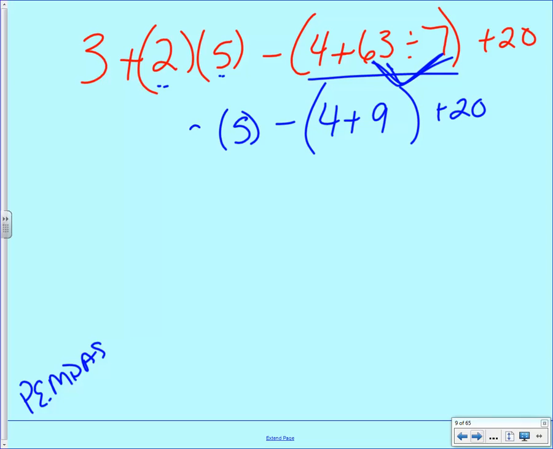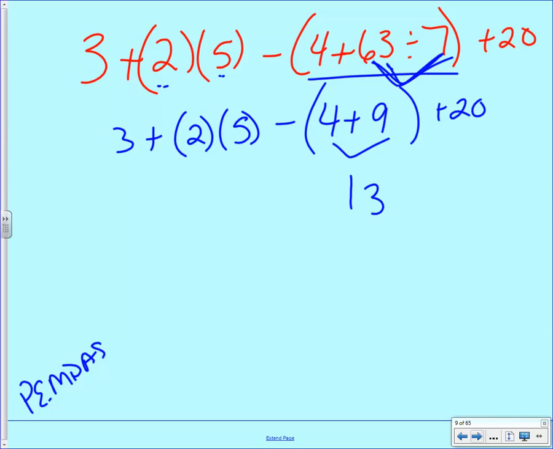And can problems like this take up a lot of paper? Yes, of course they can. But if you rewrite them, you're keeping track of what you're using and what you have, okay? All right, so I'm going to go ahead and take care of the other inside the parentheses, and 4 plus 9 is going to give me 13.